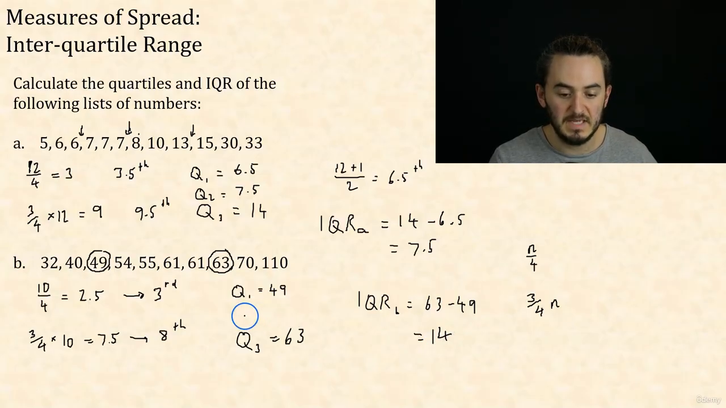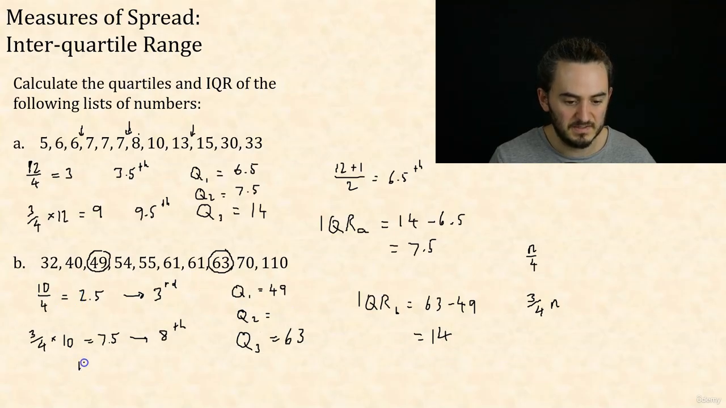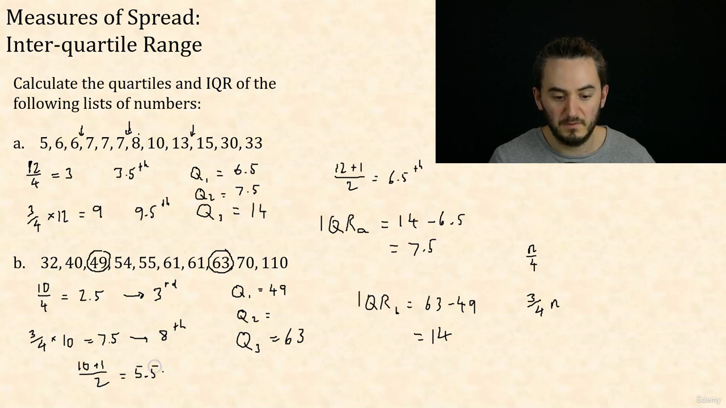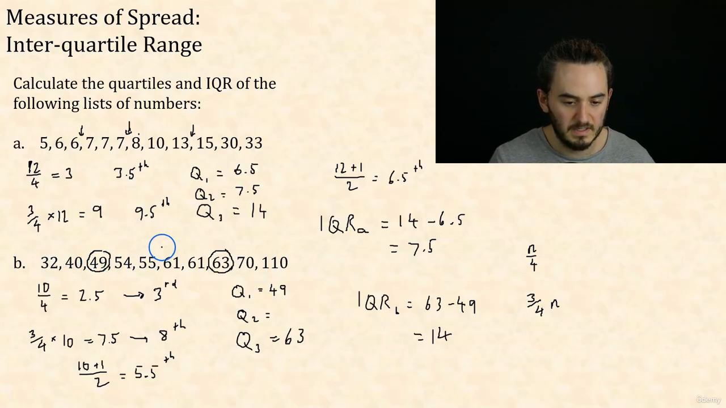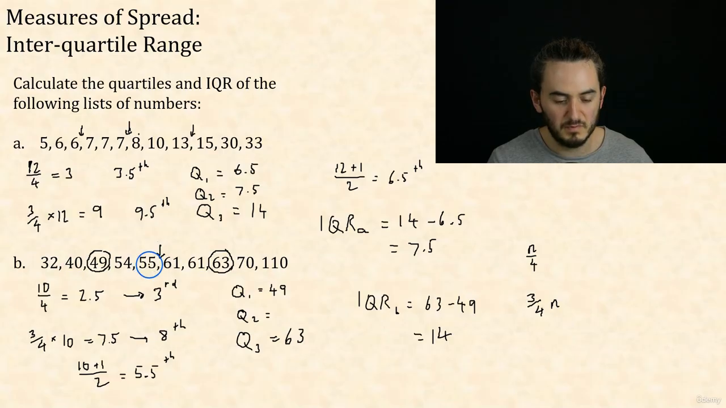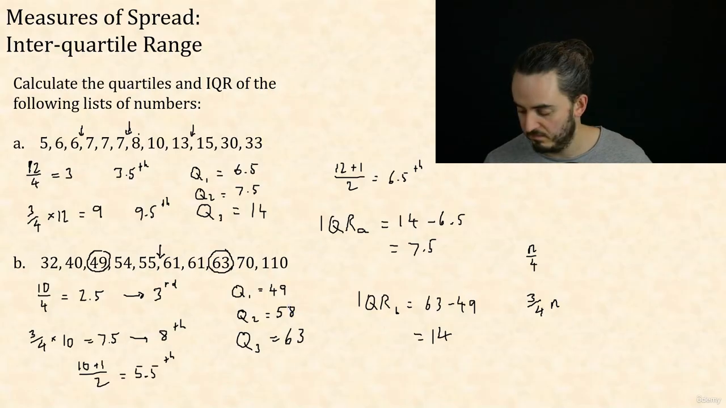We could also find the median as well. Well, it's not asked, but let's just remind ourselves. So to do that, we take the 10 terms in the list, plus 1 divided by 2 is 5.5. So we're looking for the 5.5th term in the list. 1, 2, 3, 4, 5, and it's halfway between the 5th and the 6th. So halfway between 55 and 61 is 58, and there's our median.